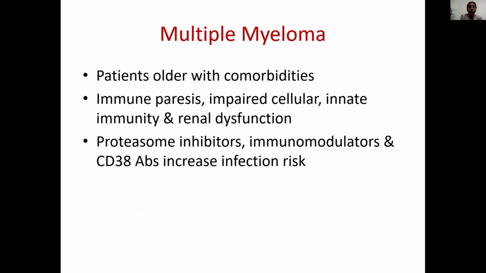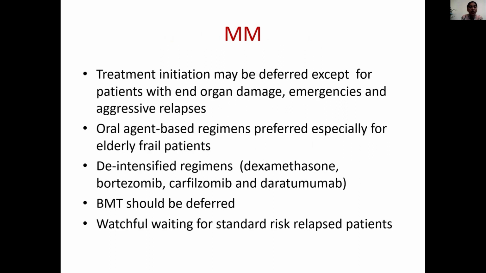Now, multiple myeloma is a disease which has actually been associated with the most morbidity and mortality in terms of COVID-19. In fact, we have lost 3 patients, 2 with multiple myeloma, which was controlled, and 1 with plasma cell leukemia during the current epidemic. So obviously there are multiple reasons. These patients are older, they have other comorbidities, the disease has multiple immune effects, and the treatment itself has multiple immune effects. So the infection risk is much, much higher.